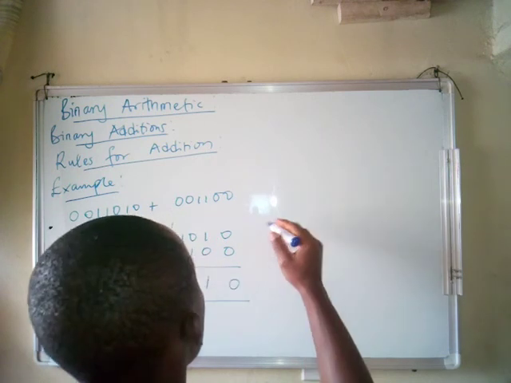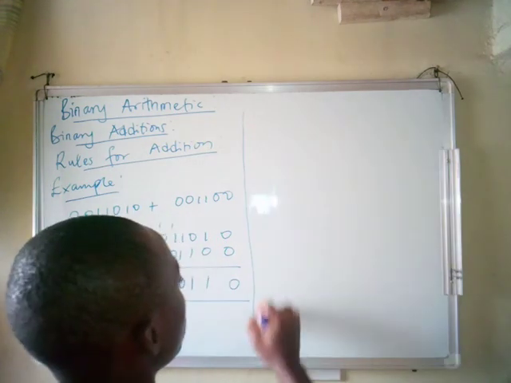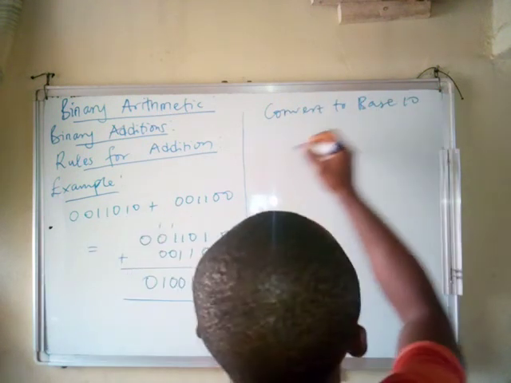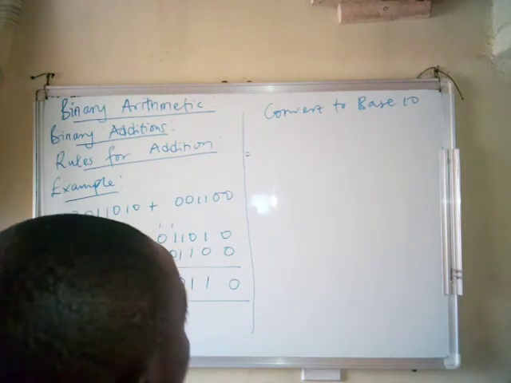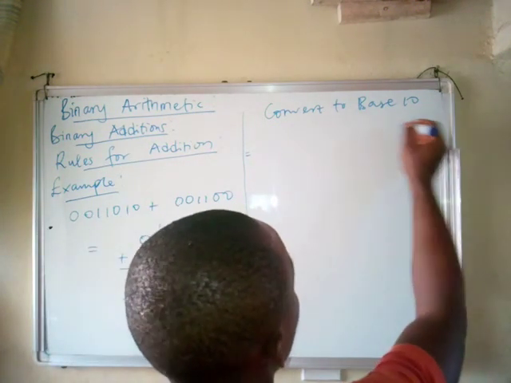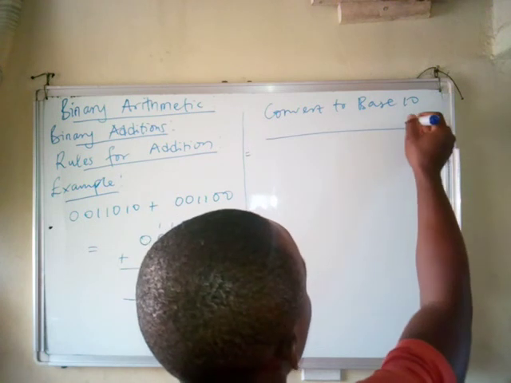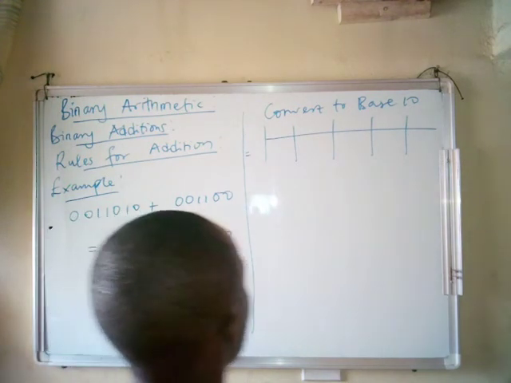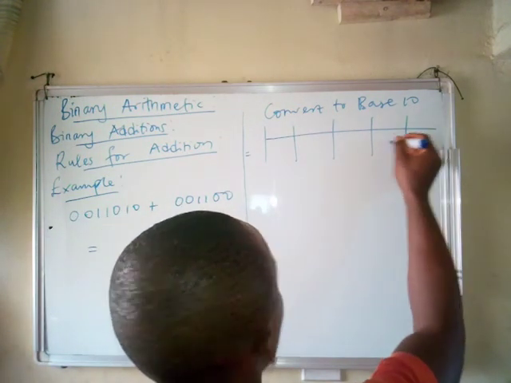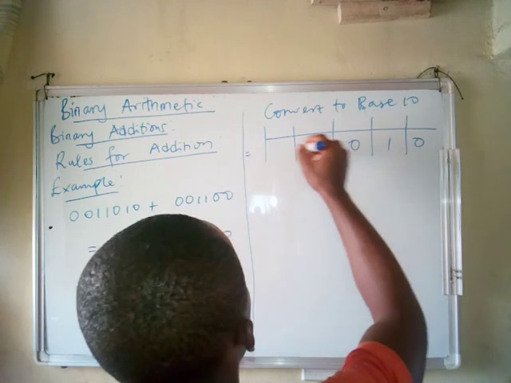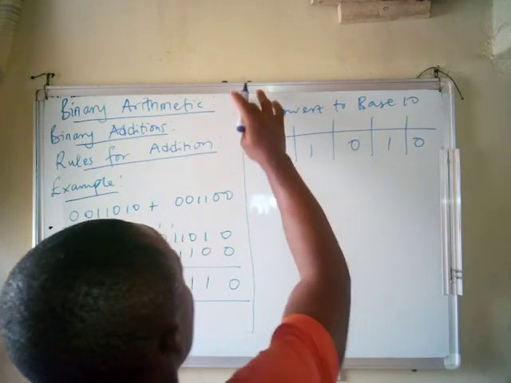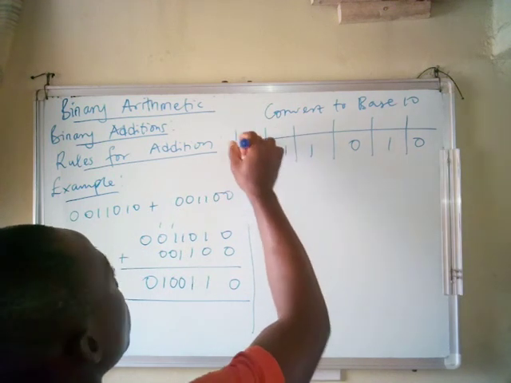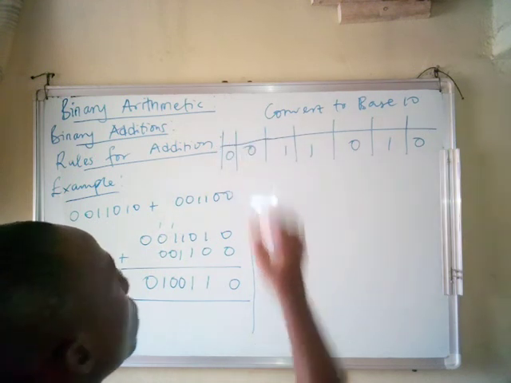So you are having, let's convert to base 10. Let's see what we have. Remember, let me use the table again so that you see what we have. So we have 0, 1, 0, 1, 1. So 0 and 0.